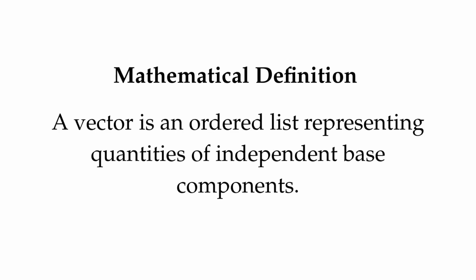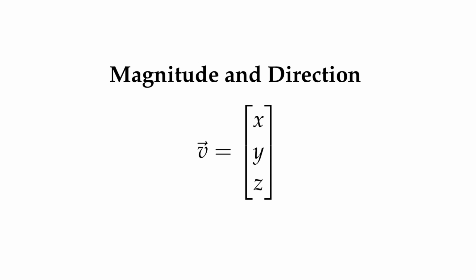In mathematics and physics, a vector is exactly this: an ordered list of numbers that tells you exactly how much of certain base quantities you have. When you bring this into physical space, those numbers act as coordinates. They tell you how far to move along the x, y, and z axis, which means a vector fundamentally possesses both a specific size, its magnitude, and a specific direction.